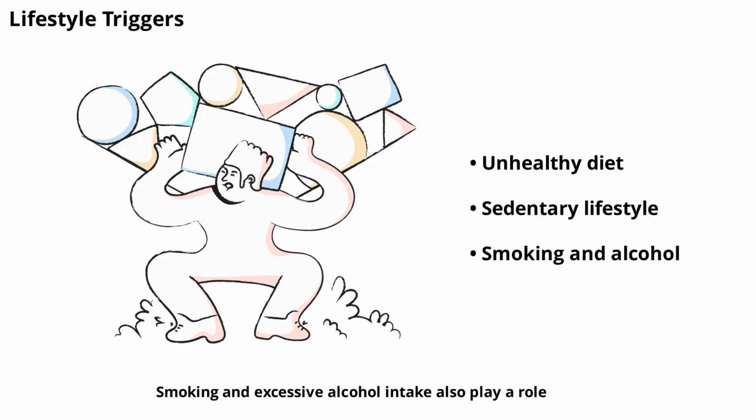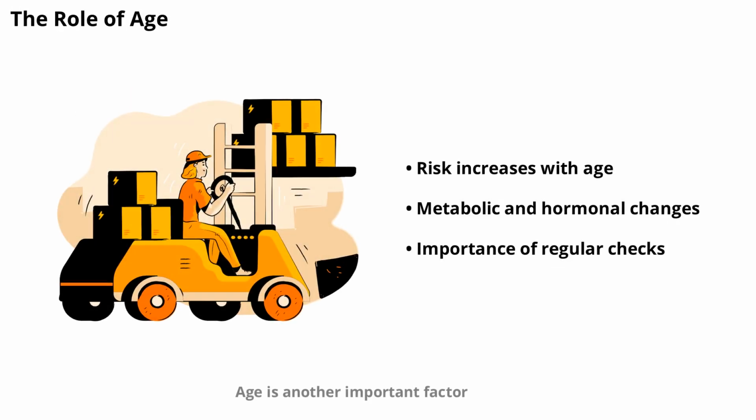Smoking and excessive alcohol intake also play a role. Making healthier choices can significantly reduce the risk of developing metabolic syndrome. Age is another important factor in the development of metabolic syndrome. As people grow older, their risk increases due to changes in metabolism, hormone levels, and body composition.